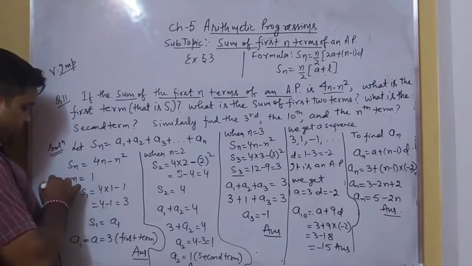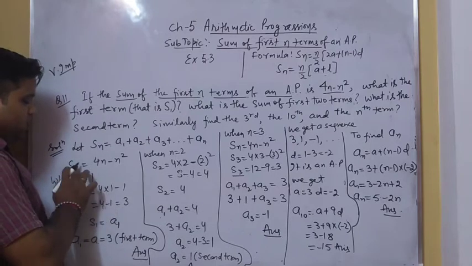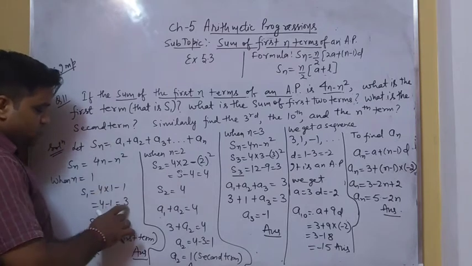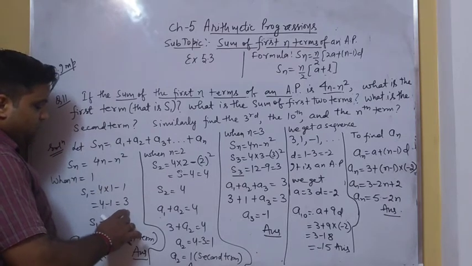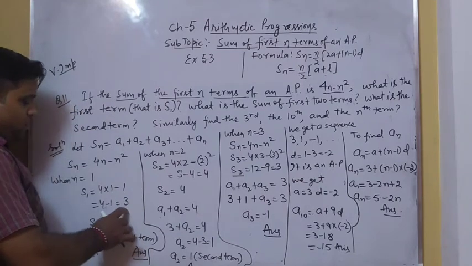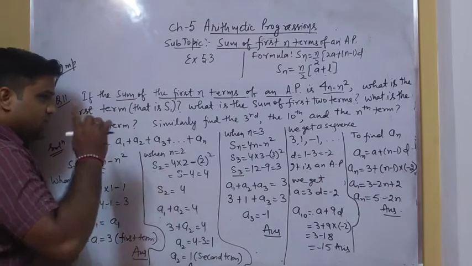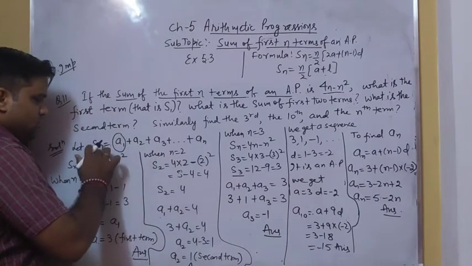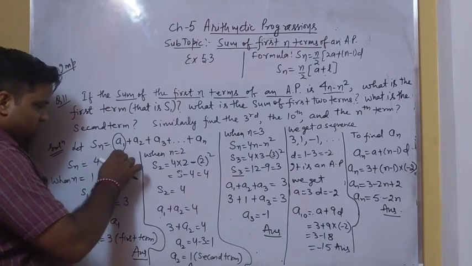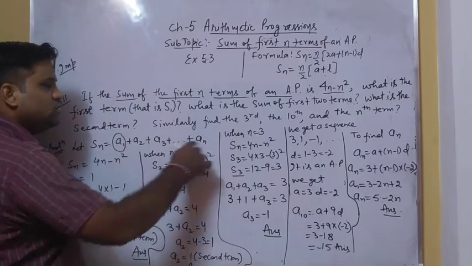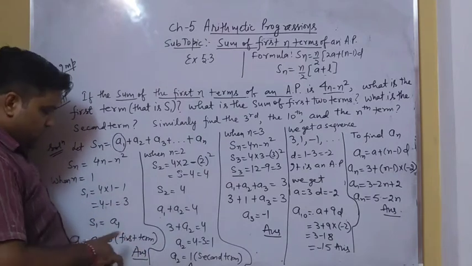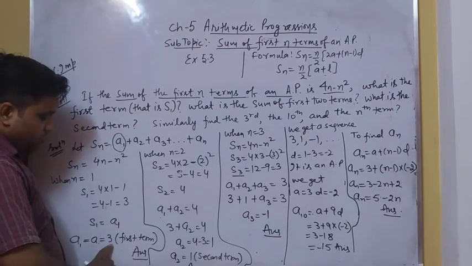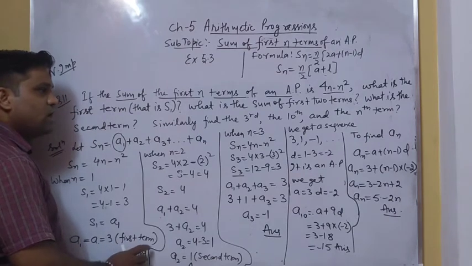When we take n equal to 1 and put that value here, we get the sum of the first term, which is equal to 3. Here this S1 represents the sum of the first term. It means that in this sequence this is the first term, so the sum of the first term is also equal to the first term of the given sequence, which is an AP. So we get the first term of the AP, a1, which is equal to a, equal to 3.